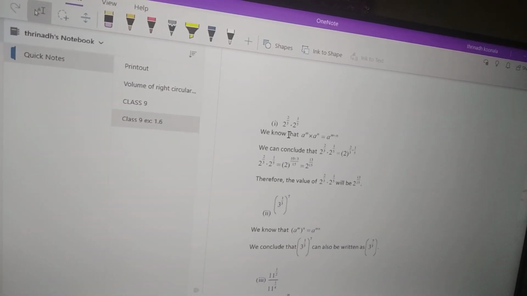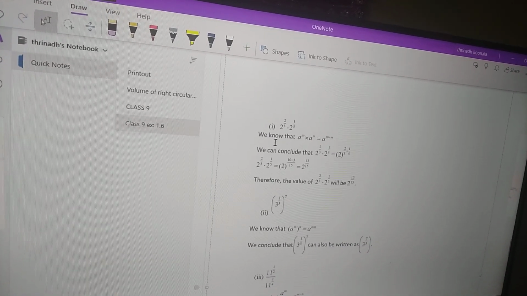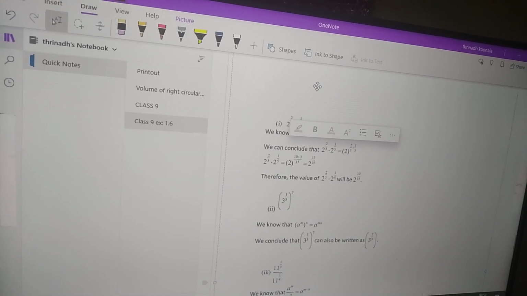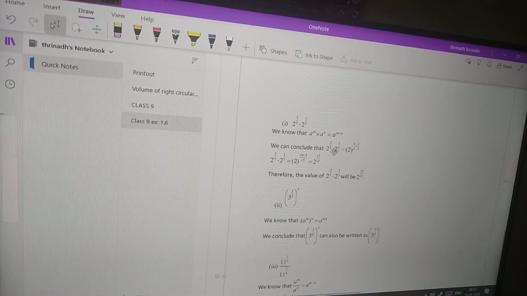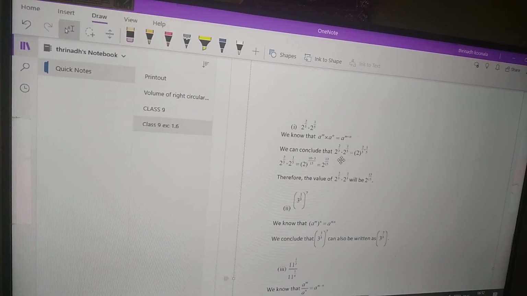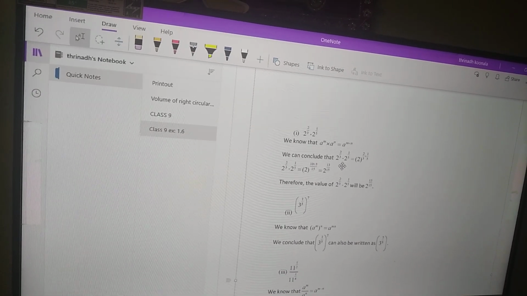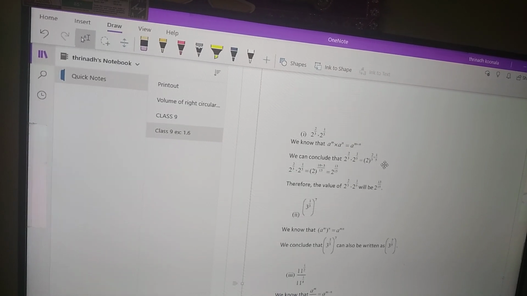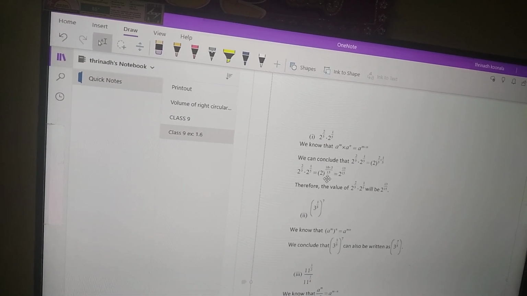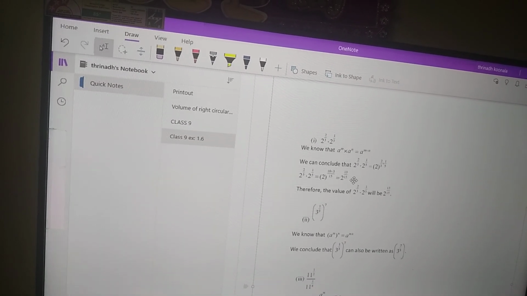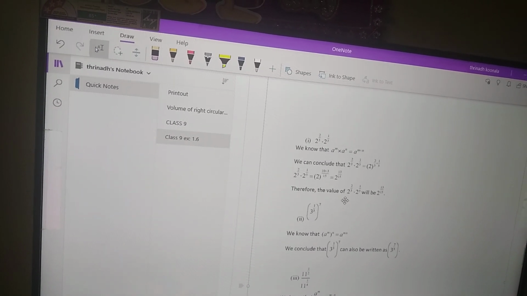2 power 2 by 3 into 2 power 1 by 5. So a power m into a power n equals a power m plus n. We are using that formula to simplify this. So m is 2 by 3, n is 1 by 5, a is 2. So a power m plus n is 2 power 2 by 3 plus 1 by 5. So taking LCM, 3 and 5 is 15, 2 power 10 plus 3 by 15. So 2 power 13 by 15. That we can express as 15th root of 2 power 13.